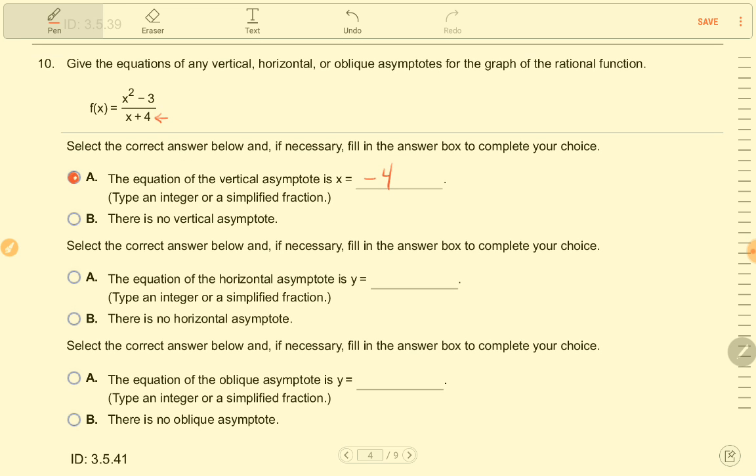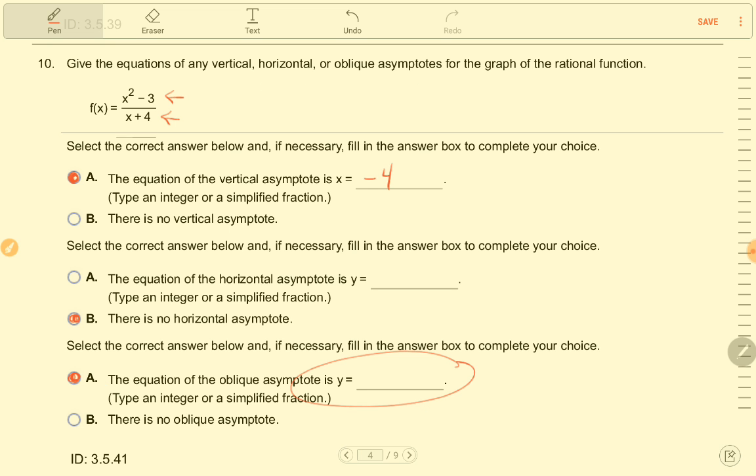The degree of the numerator is greater than the degree of the denominator. And in fact, they're different by 1, which means that I have an oblique asymptote instead of a horizontal. Remember, oblique basically means slanted. Now to figure out the equation of it, I'm going to do division.